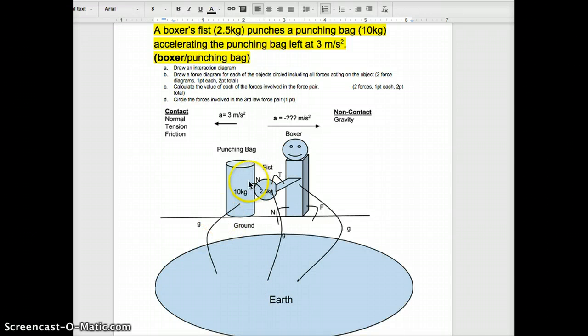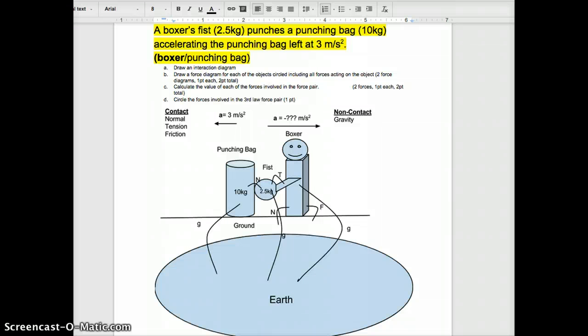So once we draw our objects, we indicate an arc between the two objects involved with any force. And then we write the letter of the force, so G being gravity, the gravity between the punching bag and the earth. This lets us know that there's a force pair between the earth and the punching bag. So each one of these arcs, 1, 2, 3, 4, 5, 6, and 7, is a different force pair. So we could identify 7 different force pairs here.